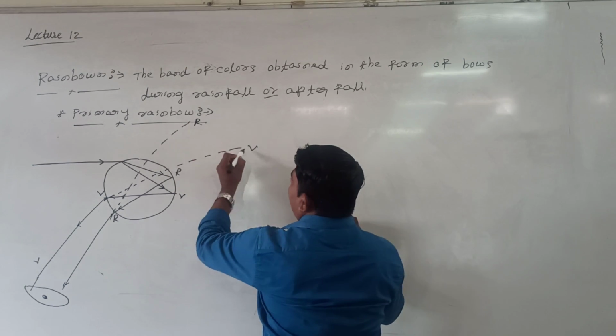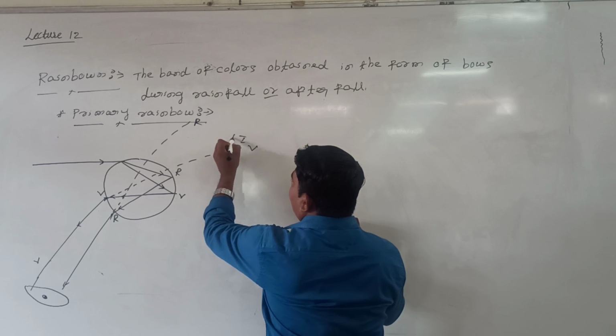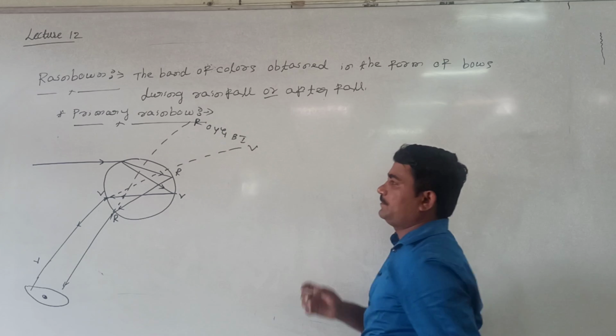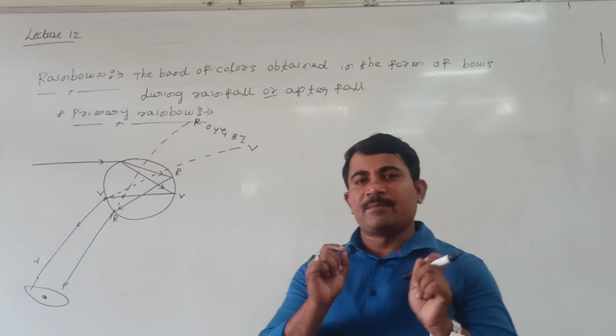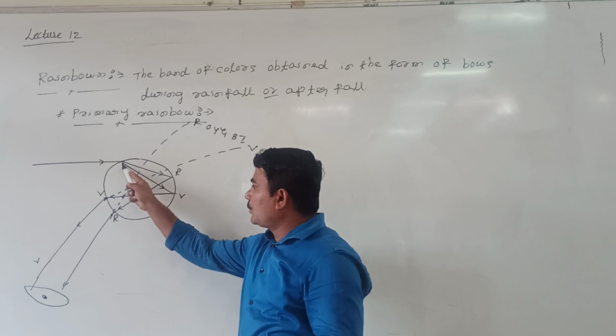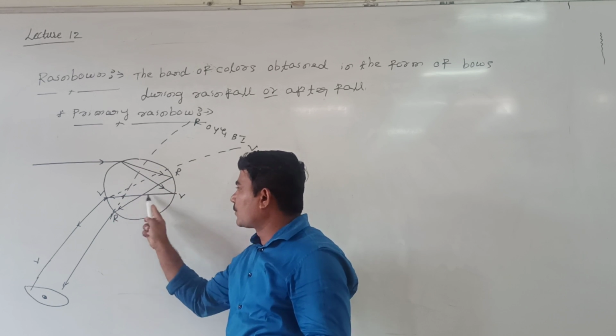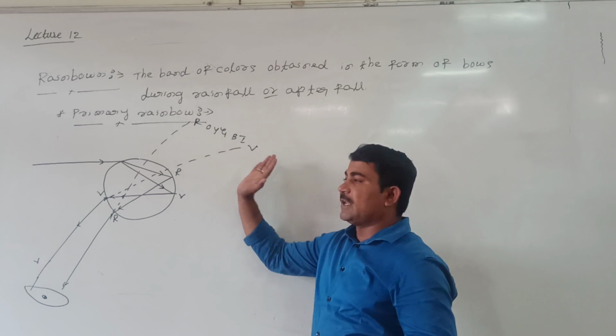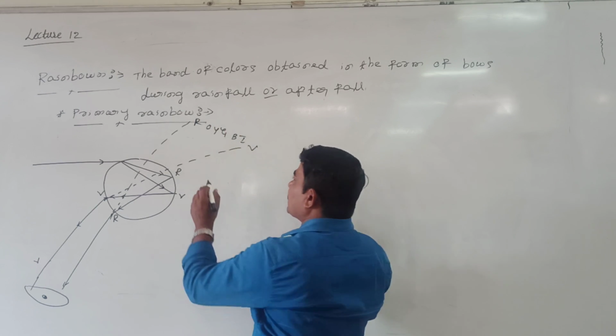In between red and violet, how many types of colors are there? Again 5 colors are there, available in the form of VIBGYOR. Here, how does the primary rainbow appear? The primary rainbow appears due to 2 refractions and 1 total internal reflection. And here a band of 7 colors is obtained.